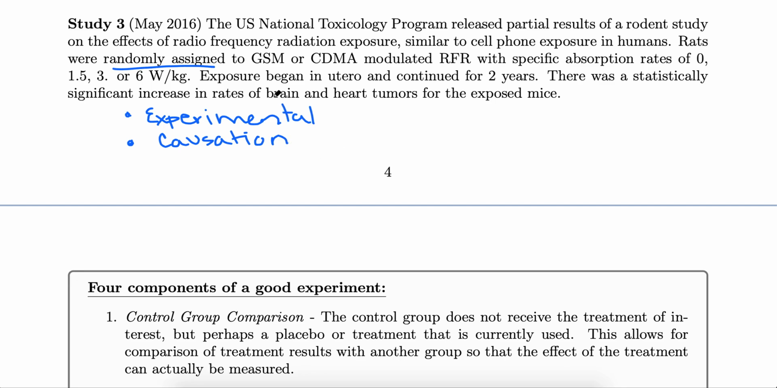So in this case, experimental is fantastic. We can show causation. Unfortunately, we can't do experimental study like this on humans. It would not be ethical. So we have to settle for association type relationships on these studies in humans. All right, in the next section, we're going to check out what make up the components of a good experiment.